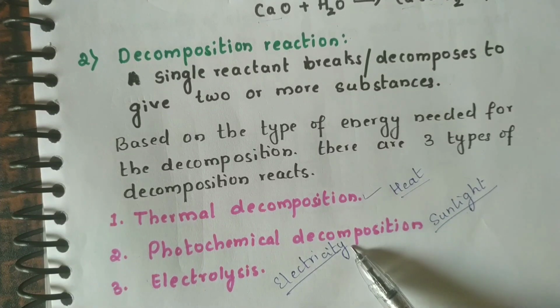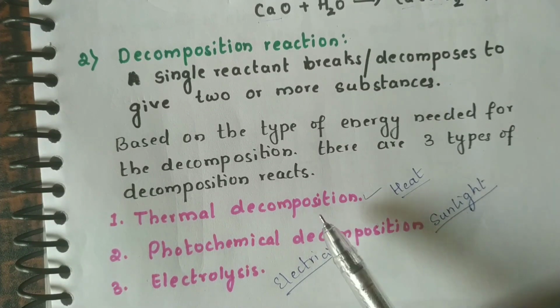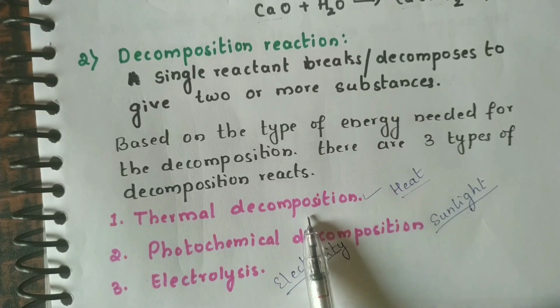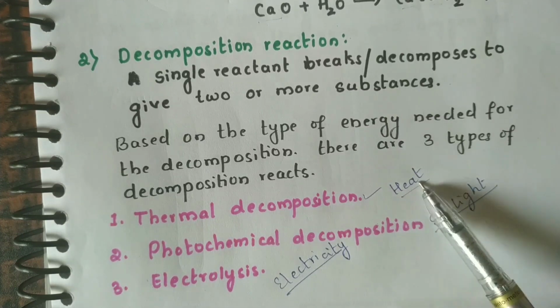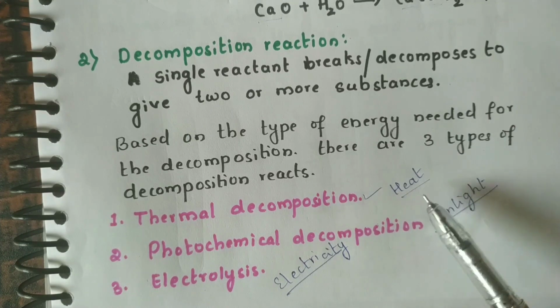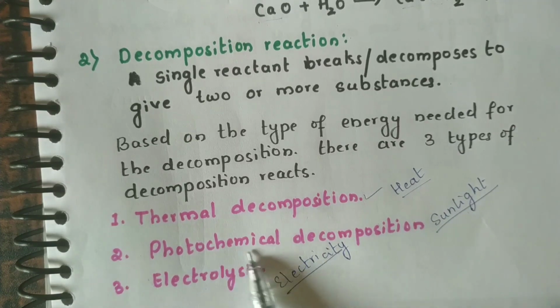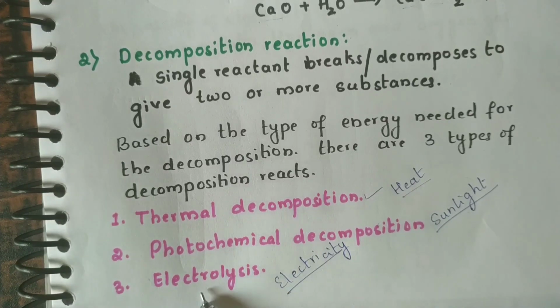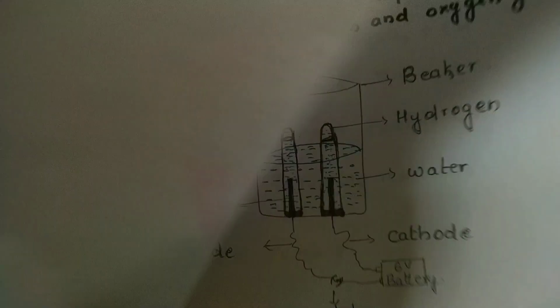Based on the type of energy we require to break the bond, we have 3 types of decomposition reaction. First one is thermal decomposition. We use heat to decompose or to break the bond. Second one is photochemical decomposition. In that, sunlight is utilized. Third one is electricity in case of electrolysis. So let us see each one of these in detail.